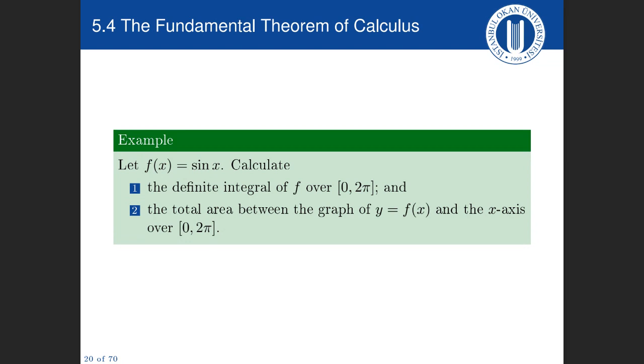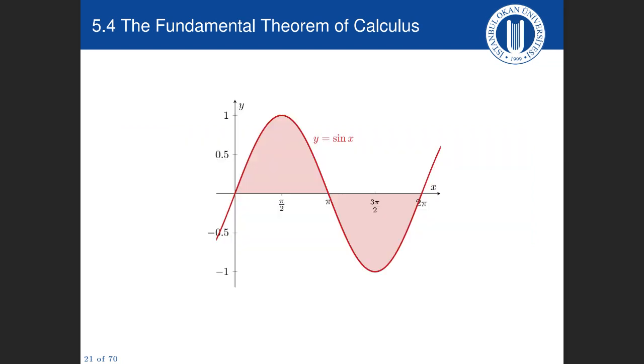I'll start by showing you the graph of this function. We want to calculate the integral between 0 and 2 pi. Well, from the graph, we can see there's a positive bit and a negative bit, so we can guess what the answer is going to be. And then we want to do total area. We want to say, what is the area if this part is positive and this part is also considered to be positive?